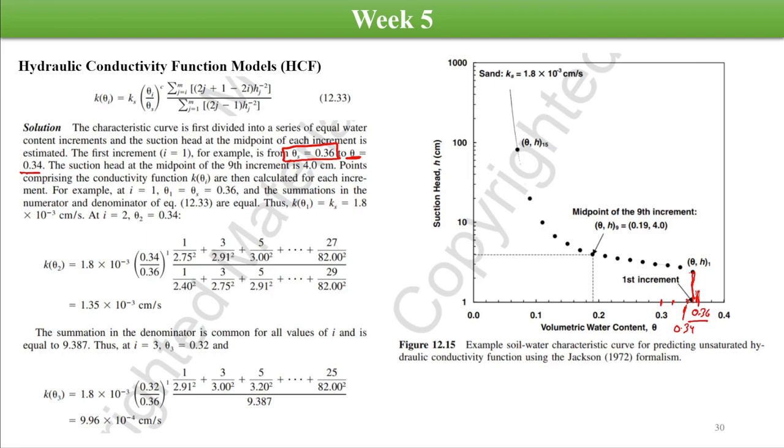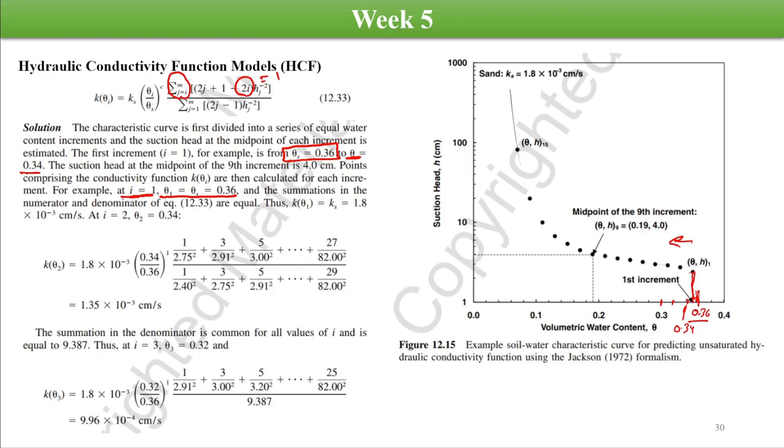We have written for the first increment, for I equal to 1, theta 1 is going to be theta saturated, that is 0.36. So we are starting from here and moving in this direction. When we apply this formula with I equal to 1, the j will vary from I to m. The value of m is equal to the number of increments which we are taking, so we are taking 15 increments.